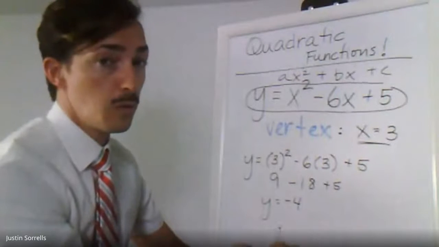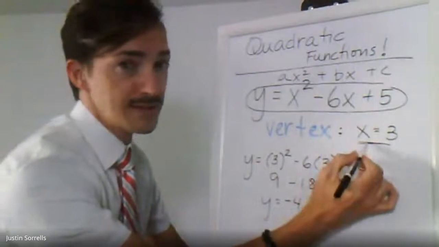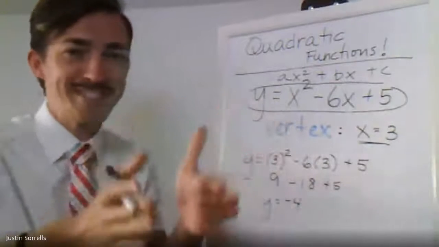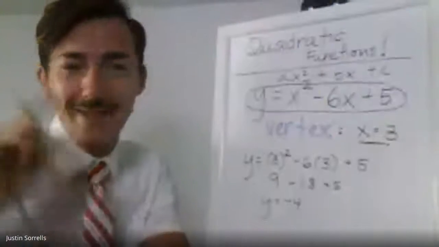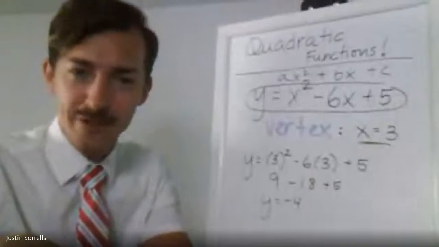Now we have two values, x, y. When you put those together, they create a coordinate. And guess what that coordinate is? The vertex.